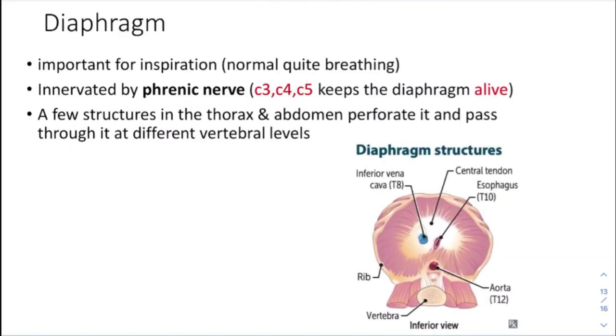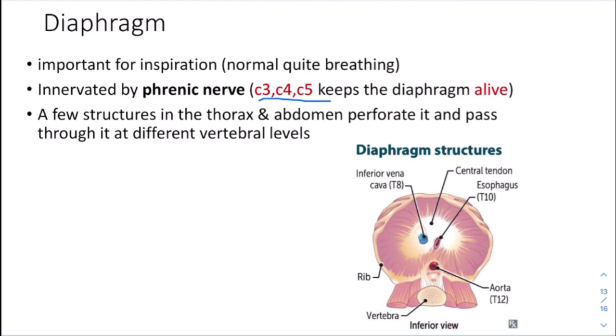Okay, so let's talk about the diaphragm. The diaphragm is a musculotendinous structure. It's important for breathing in general. It's important for normal, quiet breathing. It's innervated by the phrenic nerve, which picks up fibers from C3, C4, C5. You can remember the mnemonic C3, C4, C5 keeps the diaphragm alive.